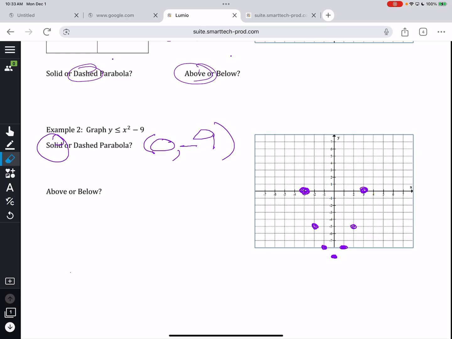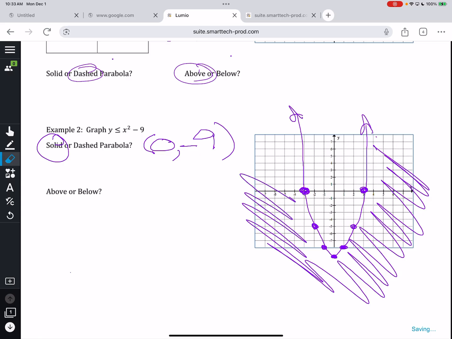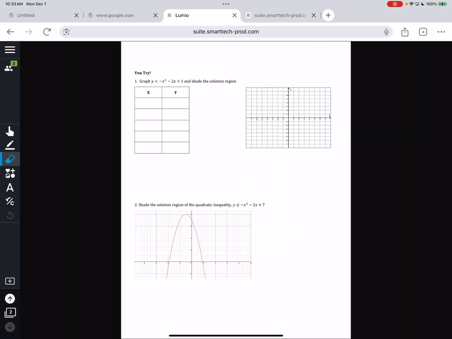Some people have already established it. So you just shade everything outside of the little jar, like that. All right, you do number 1. On the next page, the You Try. What is 2?